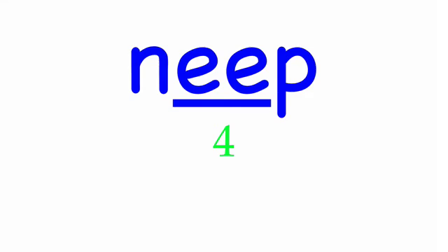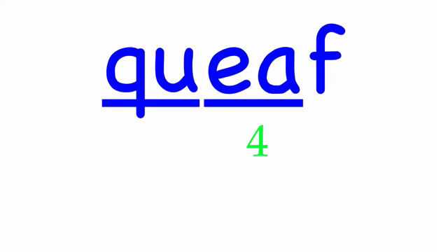Neep. Tay. Queef. Of course, here we have two teams in the word. QU is a consonant team. And so part of the marking system is you always identify both consonant and vowel teams in a word by underlining them when you encounter them.